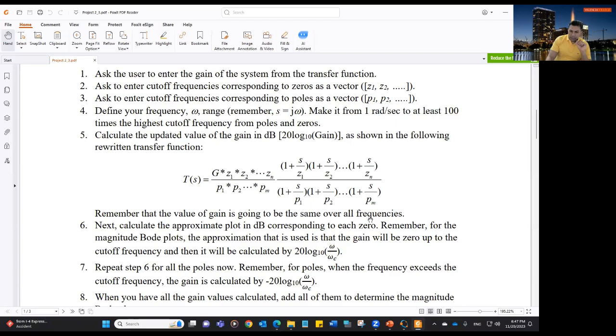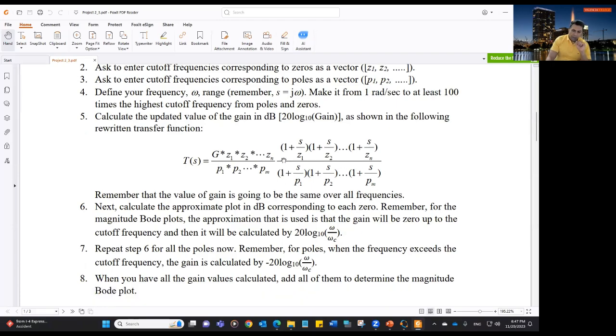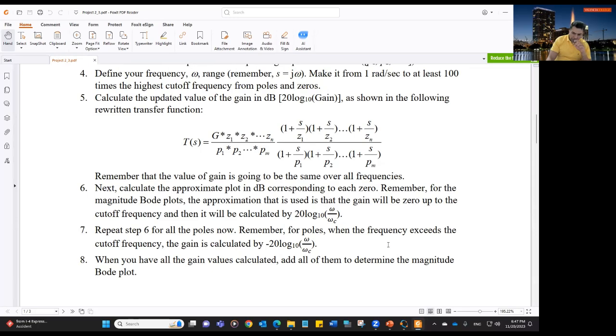And then you're going to do the same for the poles. Up to P1, up to P2 for each vector, it is going to be 0. And when omega increases beyond P1, the value is going to be negative 20 log 10 of omega over omega c. So you're going to update that matrix. Each row is going to correspond to each vector. And once you have the whole thing, you add all the columns together, and you're going to get the Bode plot.